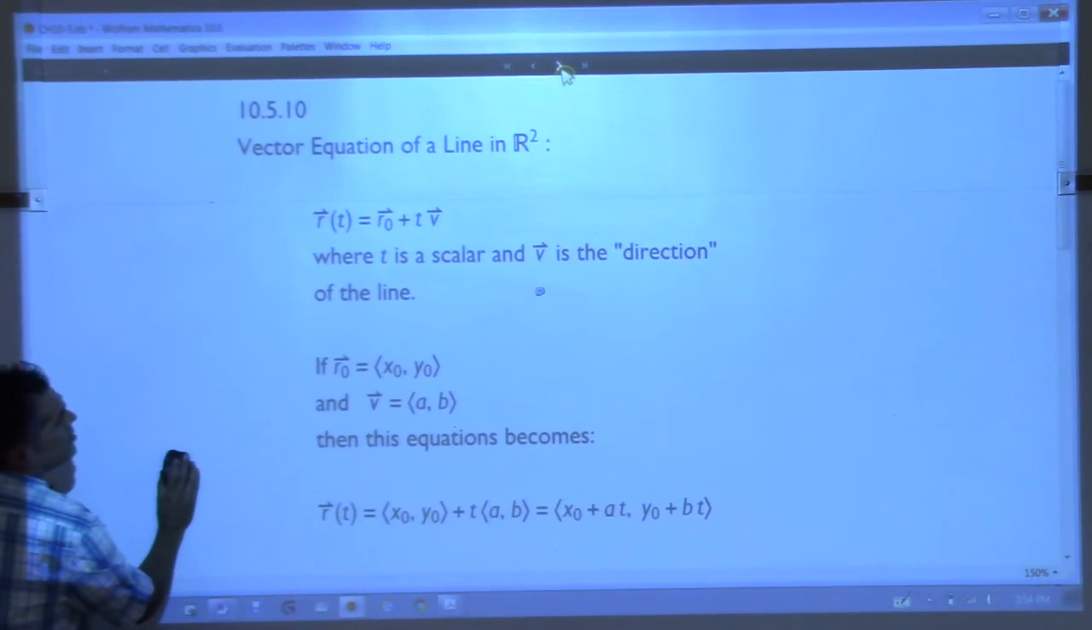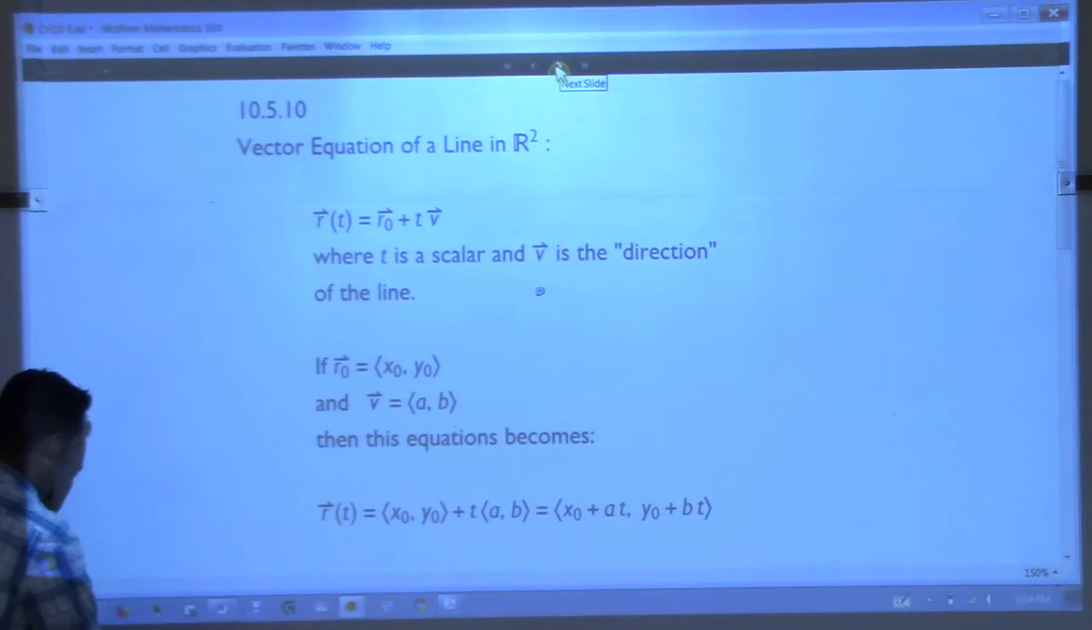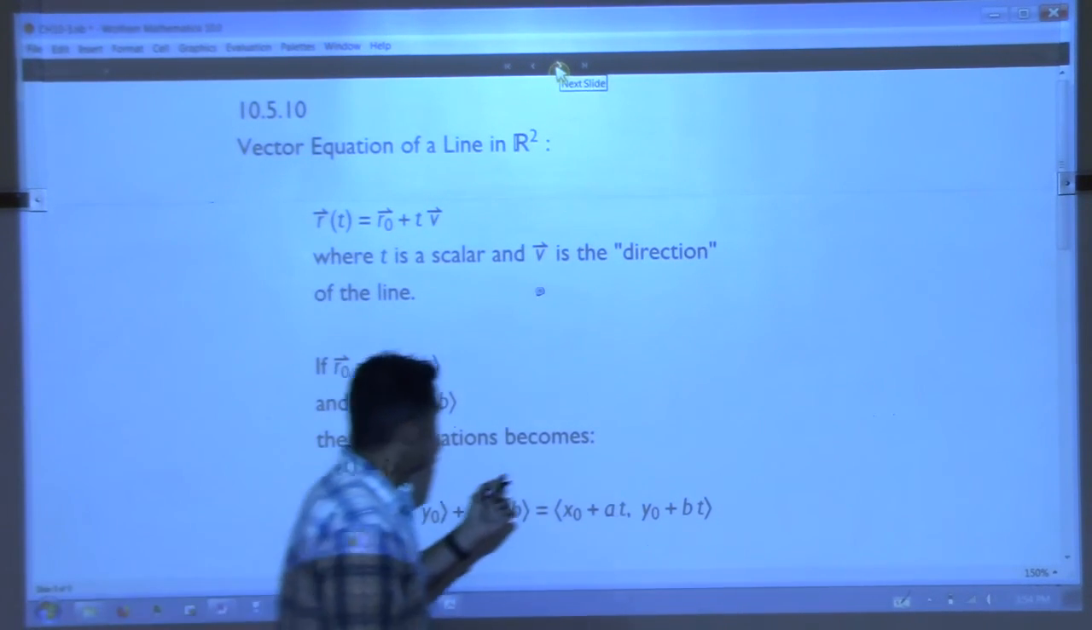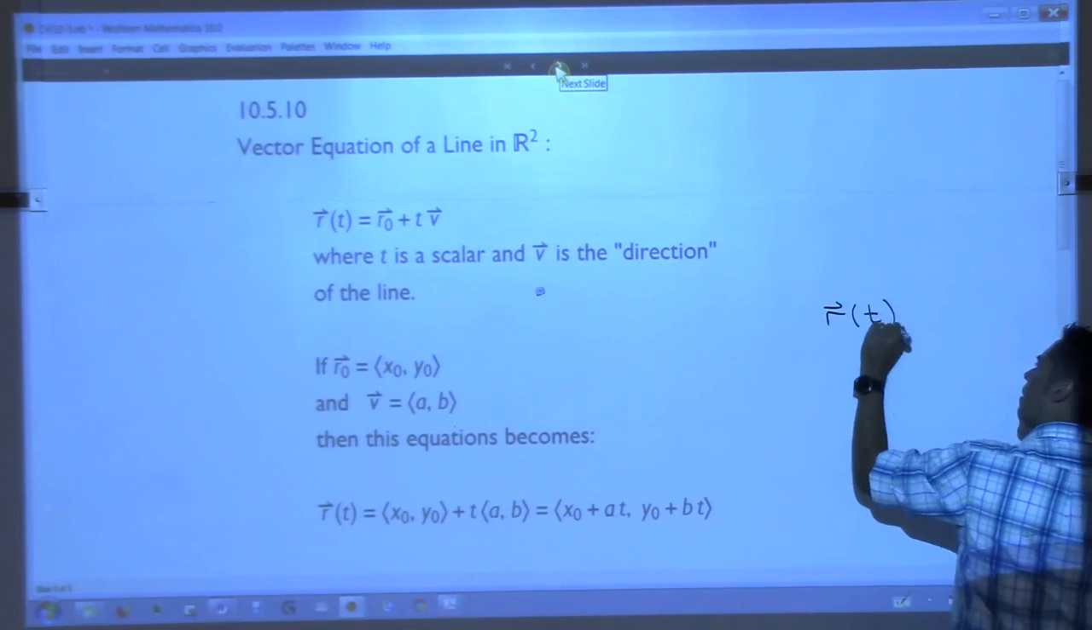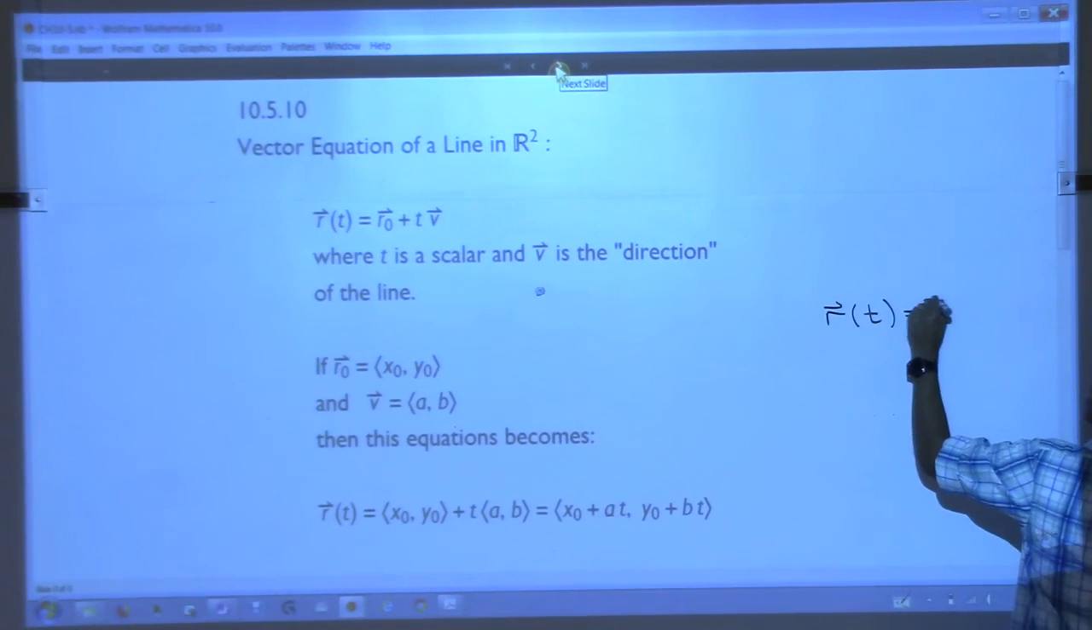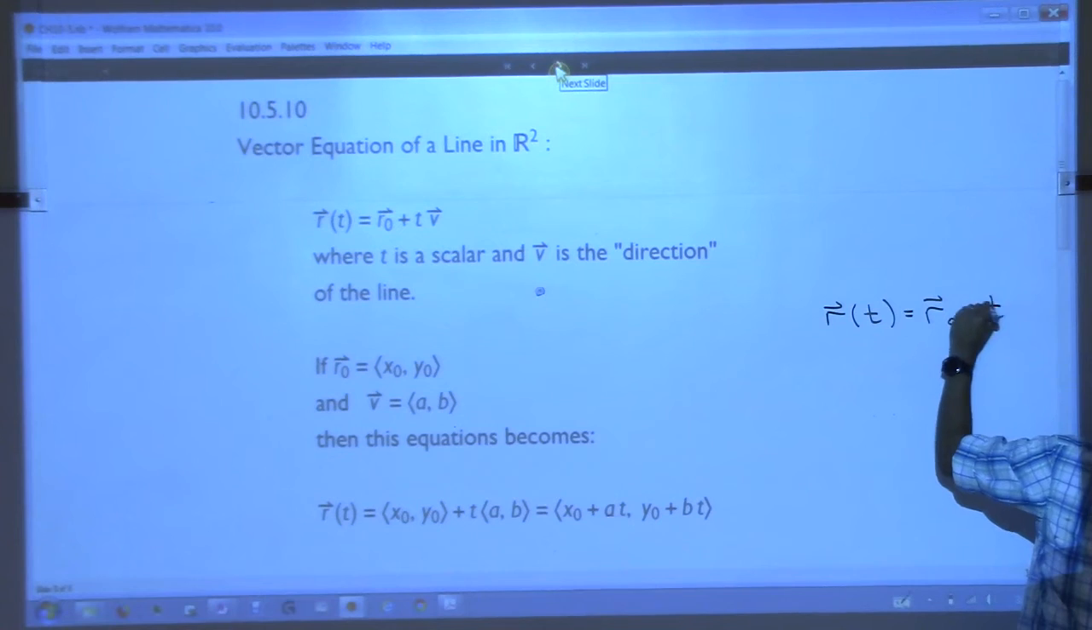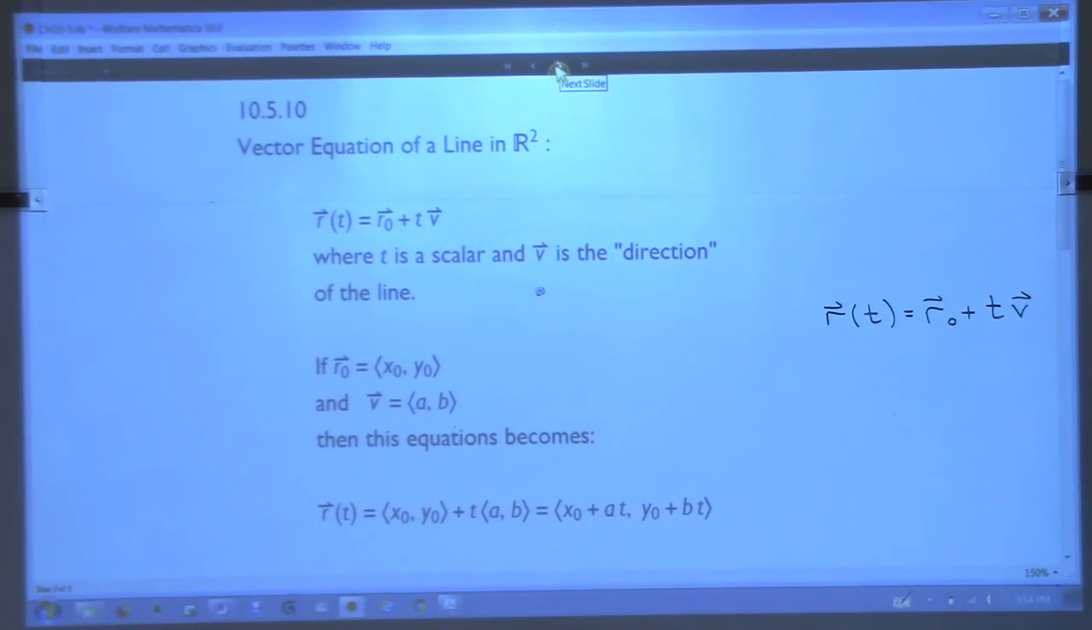And so here's our general formula that we're going to use. I'm going to write it down over here because we're going to need it. R of t equals R0 plus tV. So we'll discuss what this formula represents.